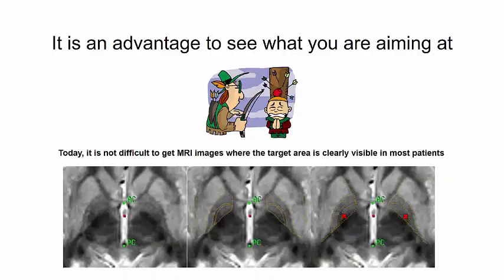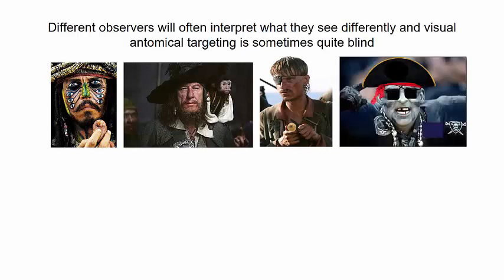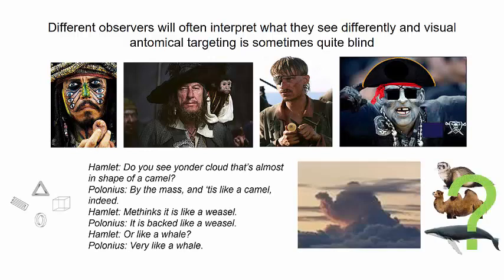We can all agree that it is probably an advantage to see what you're aiming at, and today it is not, or at least it should not be, difficult to get MRI images where the target area is clearly visible in most patients. However, different observers will often interpret what they see differently. This is true both if we are looking at a cloud or at the STN. Concerning the latter, this is often due to differences in experience. If you do not know what to look for, then visual anatomical targeting can be quite blind.